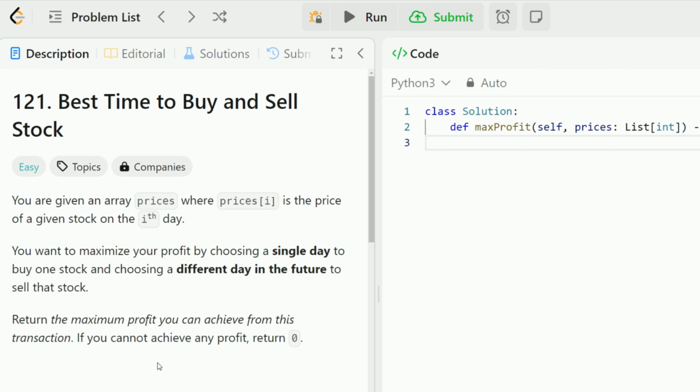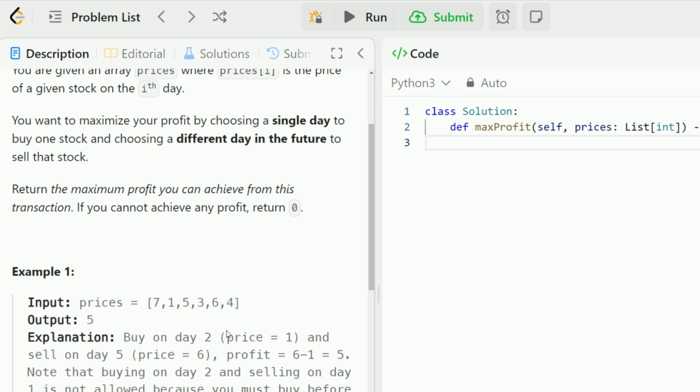Today we're looking at LeetCode problem number 121, best time to buy and sell stock. So we're given an array of prices where prices[i] is the price of the given stock on the ith day. We want to maximize the profit by choosing a single day to buy one stock and choosing a different day in the future to sell that stock. We must return back the maximum profit, and if we can't make any profit, we return back 0.